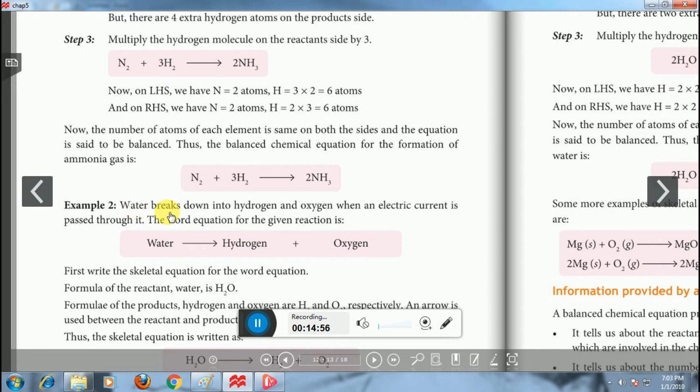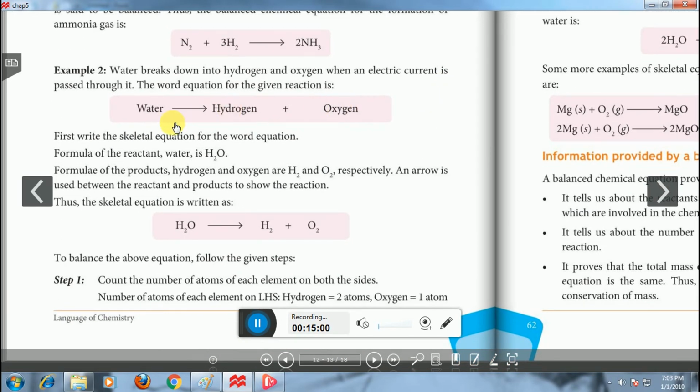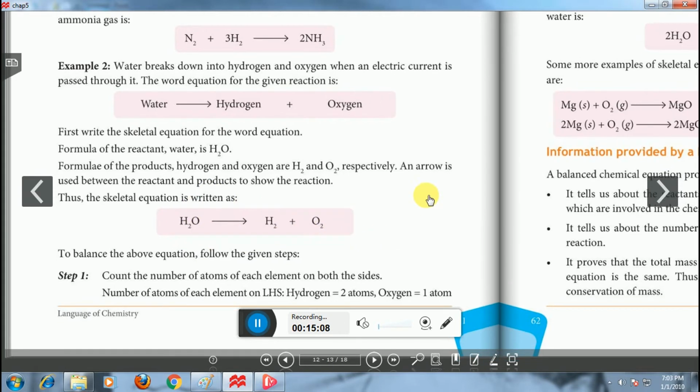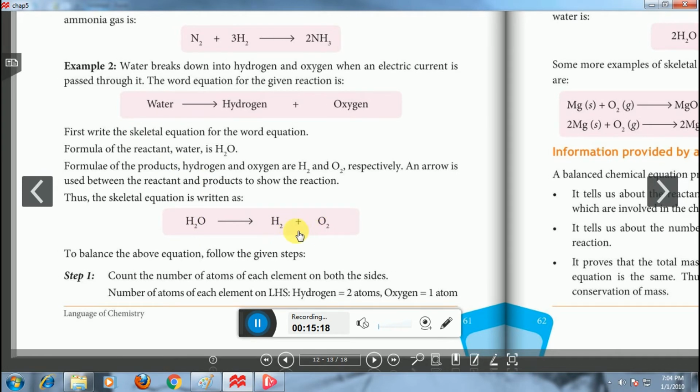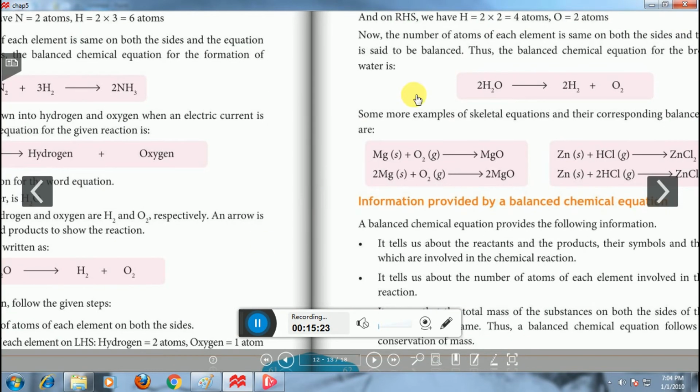Another example, water breaks down into hydrogen and oxygen when an electric current is passed through it. The word equation becomes water gives hydrogen plus oxygen, and the skeletal equation H2O gives you H2 plus O2. In a similar way, count the number of atoms on both sides. Here two hydrogen atoms and two oxygen atoms are present, but here only one oxygen atom is present.